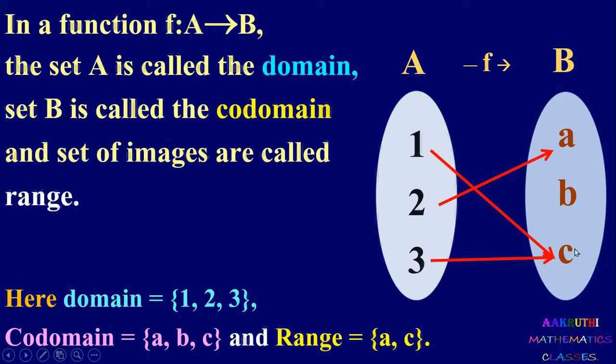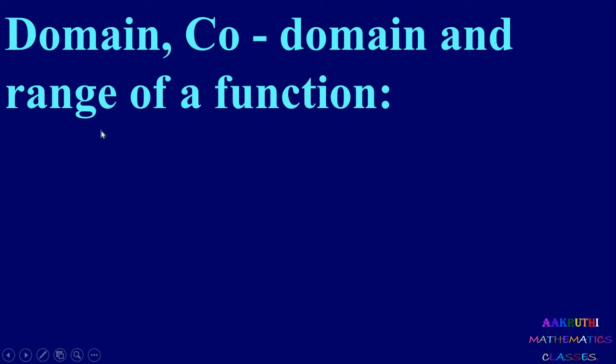Now here A and C are the only images, so the set {A, C} is called the range of the function, and range is always a subset of codomain. So here {A, C} is a subset of {A, B, C}, therefore range is a subset of codomain. Next we see the definition of domain, codomain and range of a function.